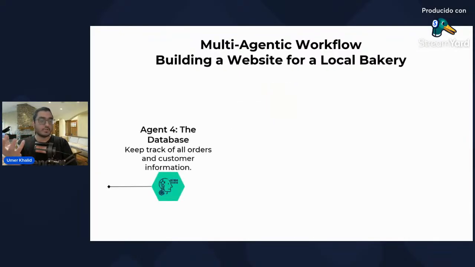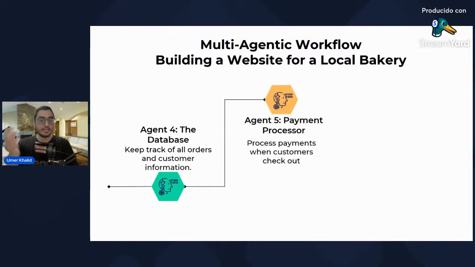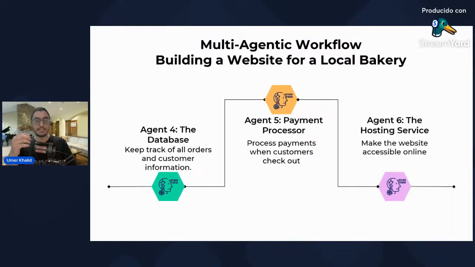So next, maybe you create another agent for the database, which basically creates the database and keeps the records of all the orders of customers. You create another agent which does the payment processing. So agent 5 processes the payment when customers check out. And then agent 6 would manage the hosting. So once the website is done and everything is looking good, the output is passed to agent 6, which takes the input of the website and puts it into a hosting environment.